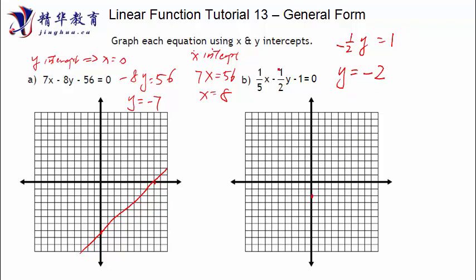And then making y equal to 0, 1 over 5x equal to 1. So this term disappeared. 1 over 5x, moving negative 1 to the other side, x equal to 5. So x equal to 5: 1, 2, 3, 4, 5 here. Now we got 2 points. We just connect these two, finished.